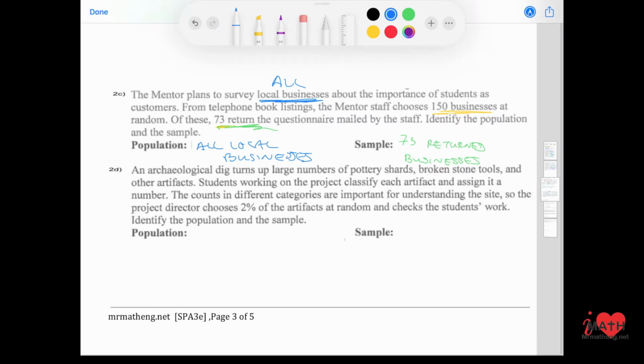So where is the all? All is all the artifacts. And then the archaeological expert, the project director, is only going to choose what? The sample that he's picking is 2% of the artifacts chosen.